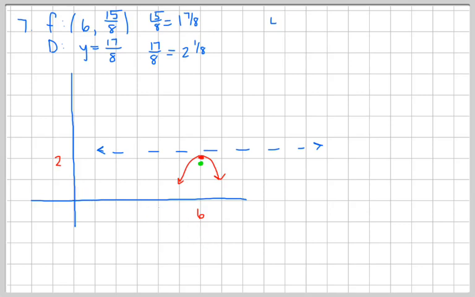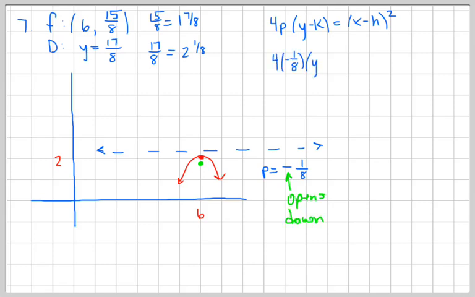6, 2. Go ahead and plug that in. I know that tells me that the P is going to be negative, and it's going to be 1/8. Plug all that in, simplify, and I have my equation.